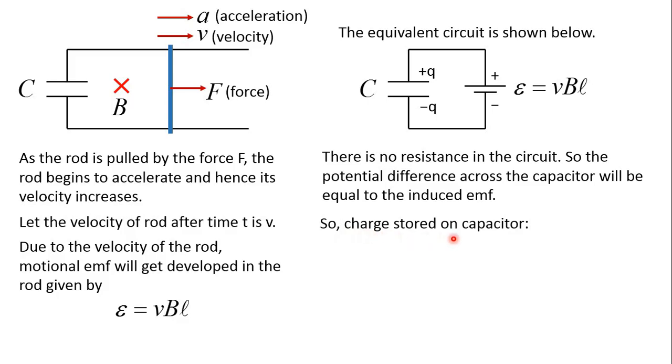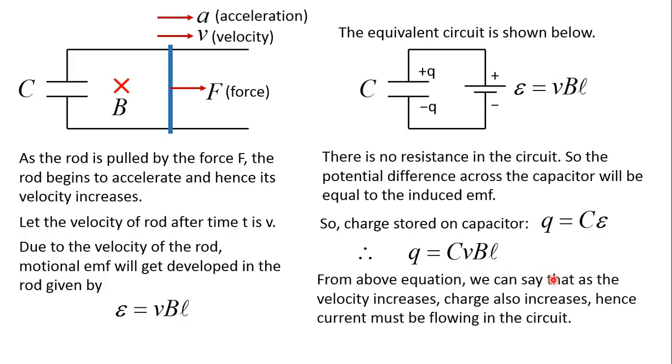The charge stored in the capacitor can be written as Q is equal to CV. As you know, the formula for charge on the capacitor is Q is equal to CV, but here the voltage is written as E, and the value of E is VBL. So we can say Q is equal to C into VBL. Fine. Now from this equation, we can see that the charge is proportional to the velocity V. We can say that as the velocity increases, charge also increases. Correct? If velocity increases, the amount of charge in the capacitor will also increase.